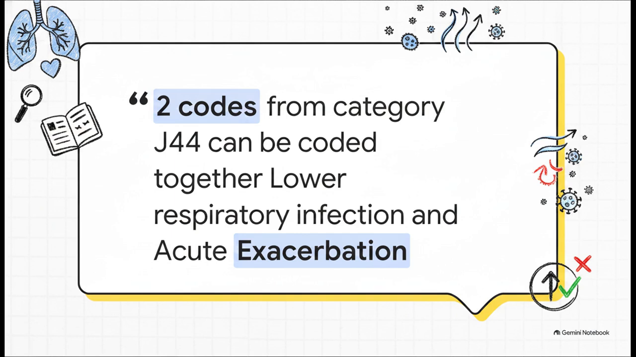Look at this definitive directive from the Q2 2024 AHA Coding Clinic. It clearly states you absolutely can and frankly should report both J44 codes to fully capture what's going on with the patient. Since pneumonia counts as a lower respiratory infection, it triggers J44.0. Meanwhile, the exacerbation still gets its J44.1. It is completely 100% compliant.